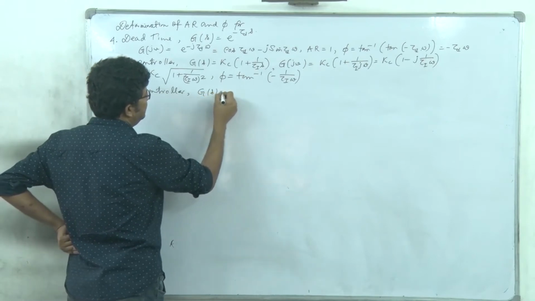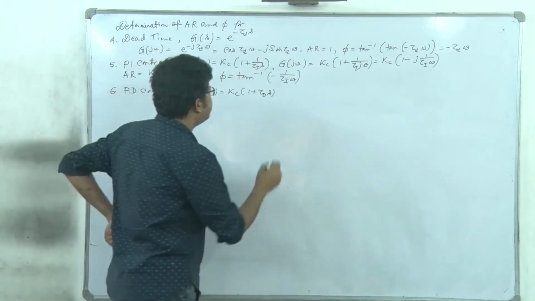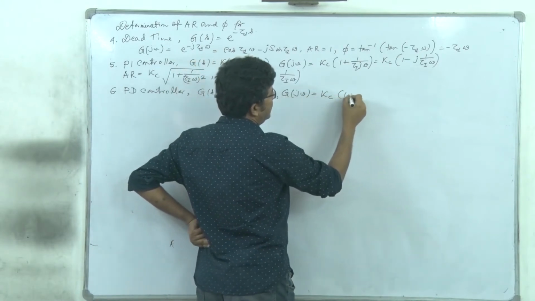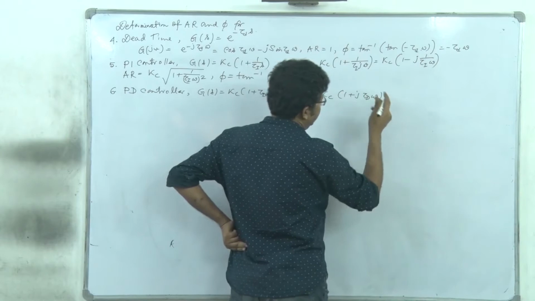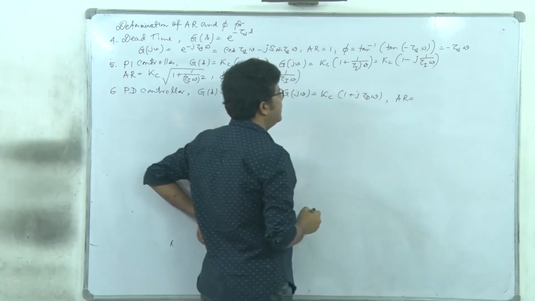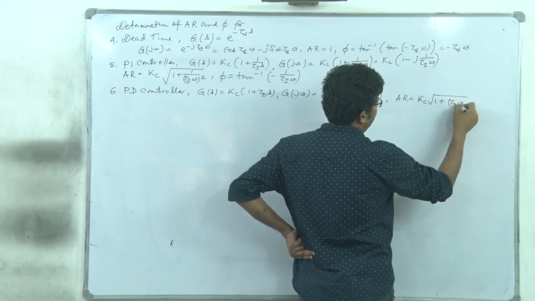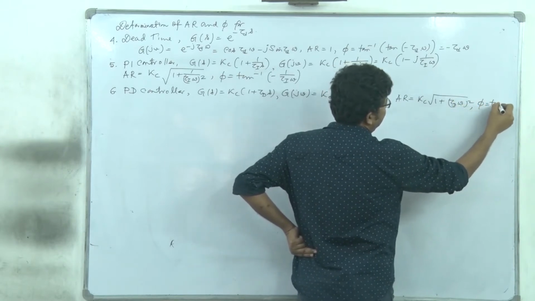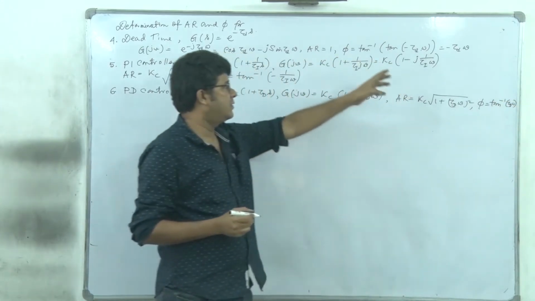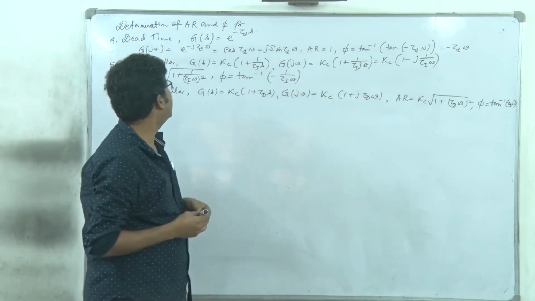Sixth is the PD controller. For the PD controller, G(s) is equal to Kc into 1 plus tau d s. So G(j omega) is Kc into 1 plus j tau d omega. These are mostly algebra which we have to repeatedly solve with the same technique. So here AR becomes Kc times the square root of 1 plus (tau d omega) squared, and phi is equal to tan inverse of tau d omega.